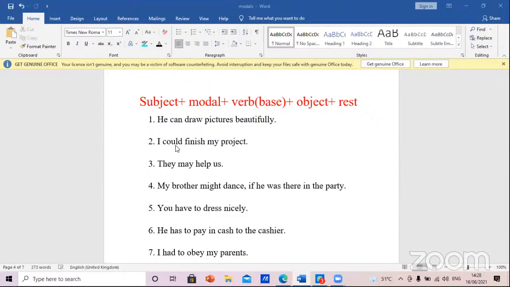If you think this is past tense, you may feel you have to make this verb also past tense and write finished. Some students are doing this. Don't do this. That's why I wrote this in red color. Remember this one, it is very important. Subject, modal plus verb base. You have to use the verb base. Then the object and the rest.